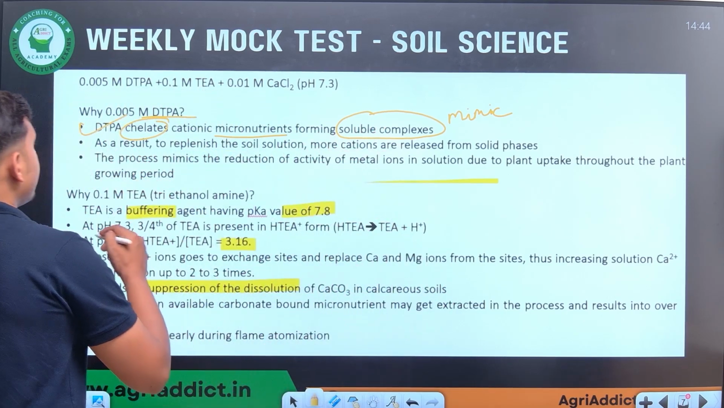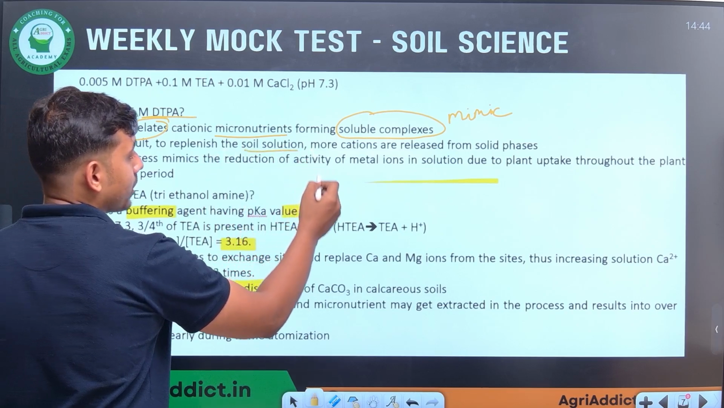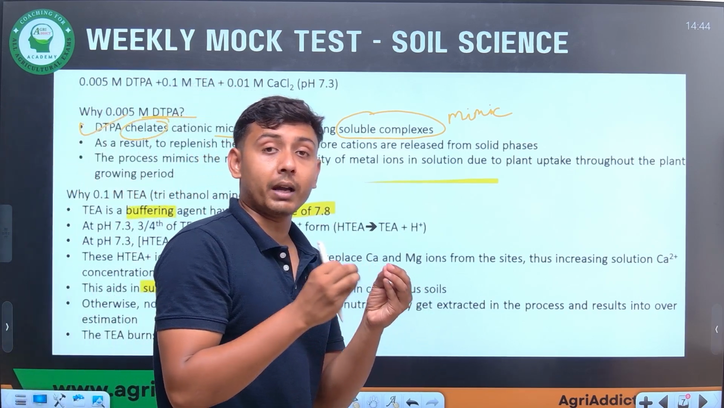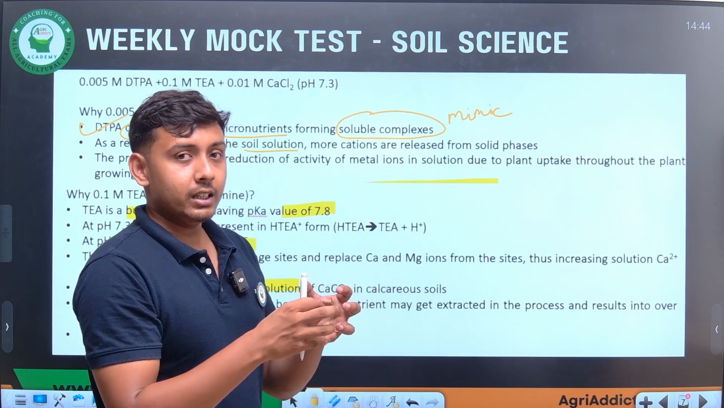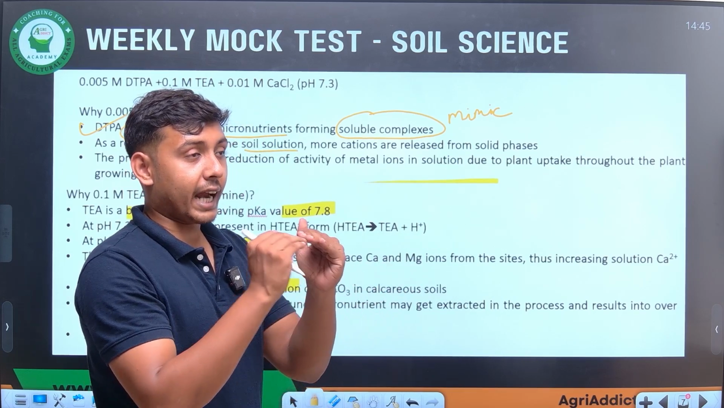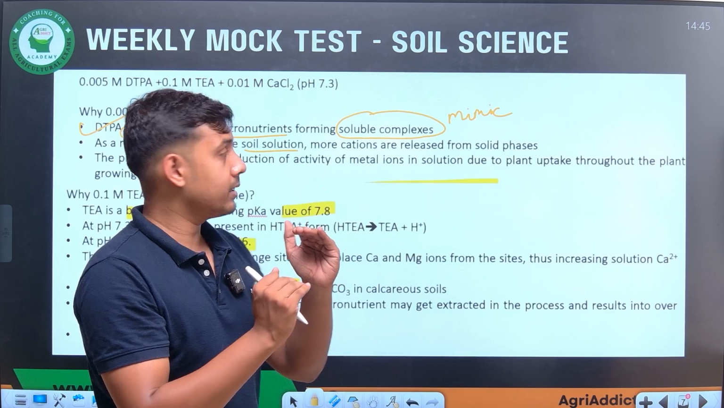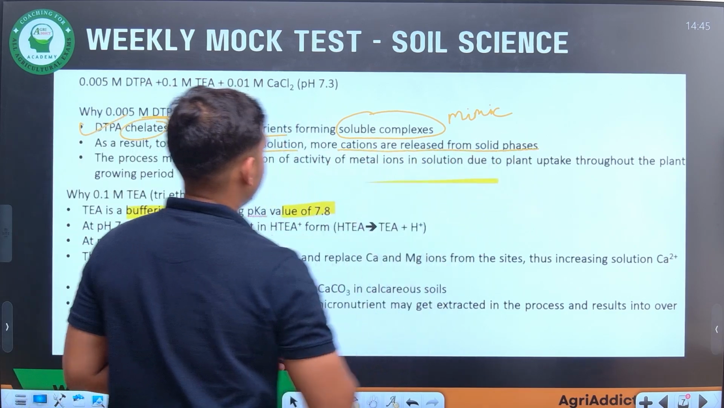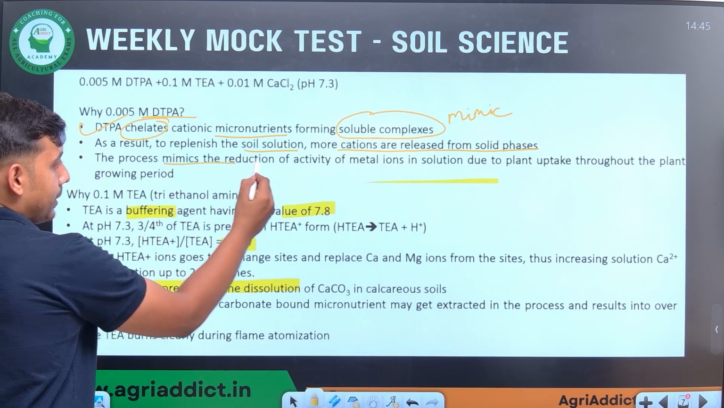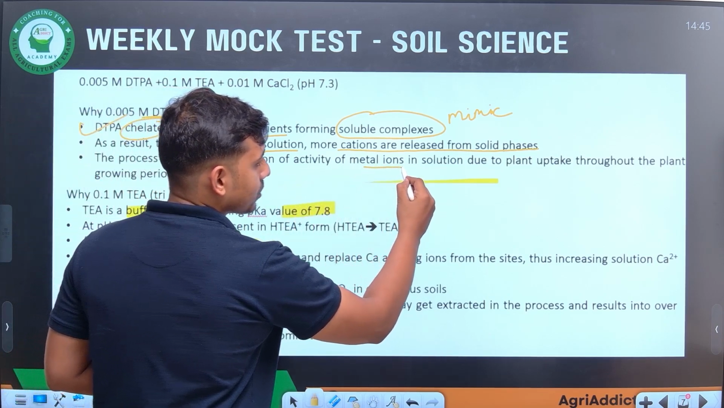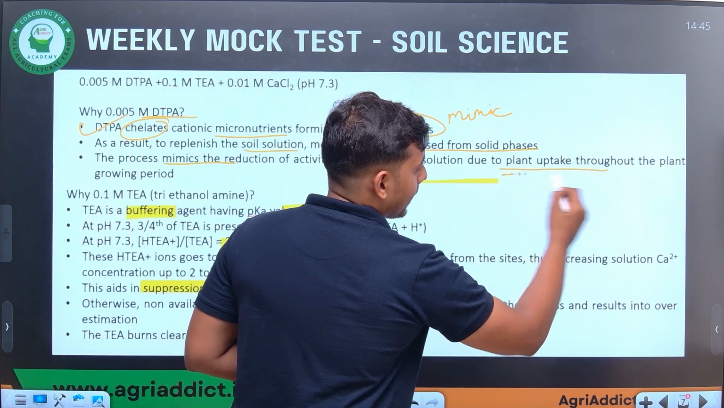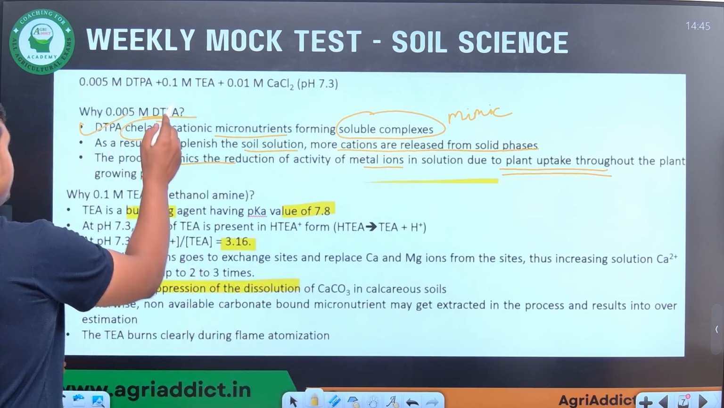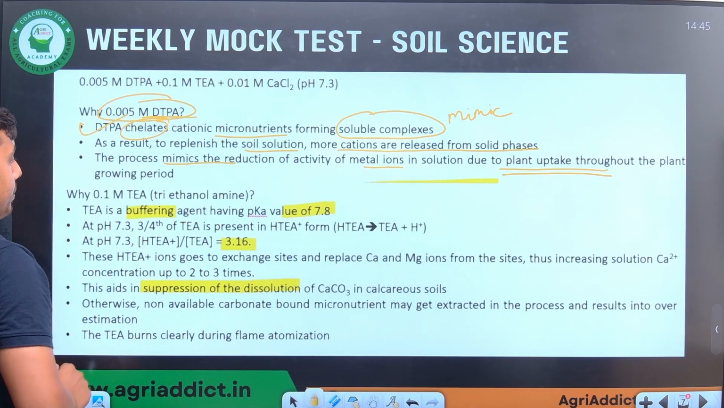Okay. As a result, to replenish the soil solution, when the soil solution chelates all the micronutrients, then the activity of those micronutrients will be less. So by that more cations are released from the solid phase, and this process mimics the reduction of activity of the metal ion in solution due to plant uptake. In plant uptake also this kind of phenomenon happens. So this is the function of DTPA.